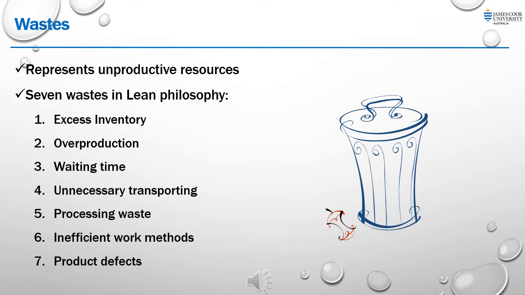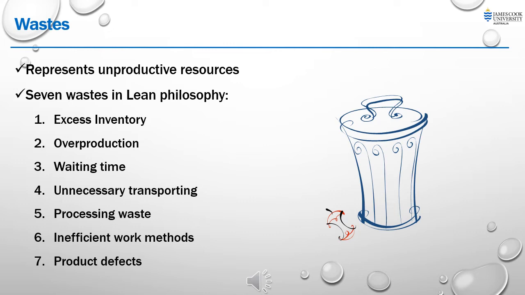The first one is excess inventory. When we are holding excess inventory, it ties up capital and increases the risk of damage or loss. Producing more than is needed, which leads to excess inventory, is called overproduction, and it results in increased costs and reduced flexibility. Waiting time: any delays or waiting time in the production process can cause bottlenecks and reduce efficiency.